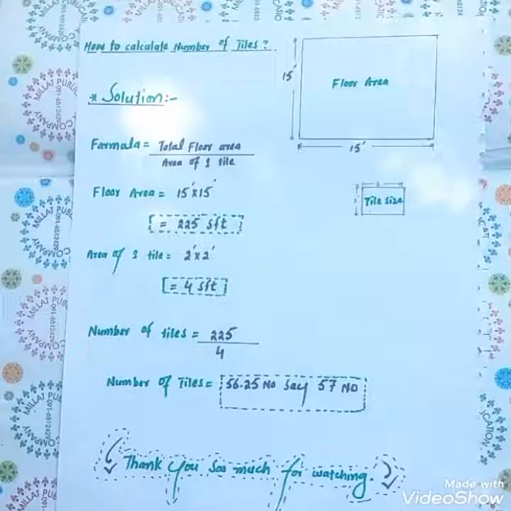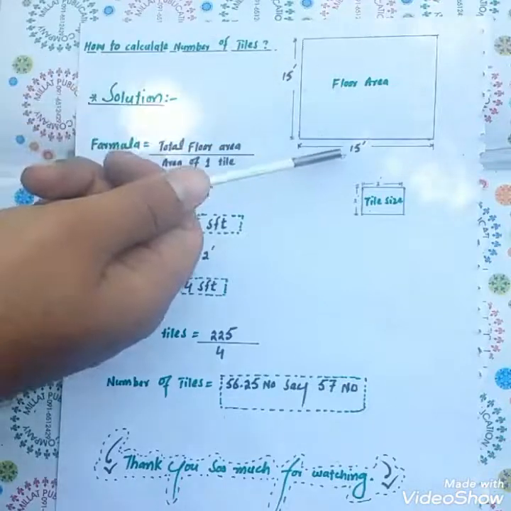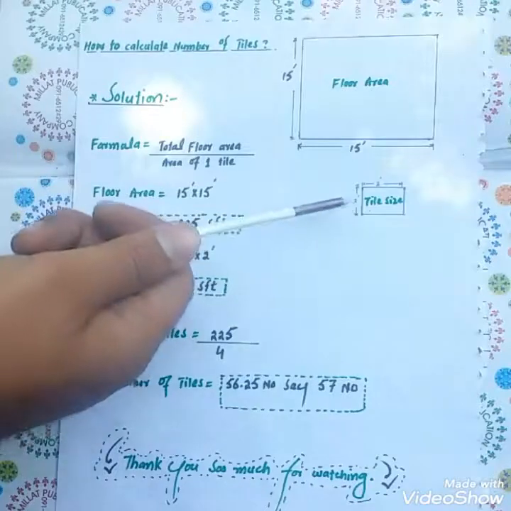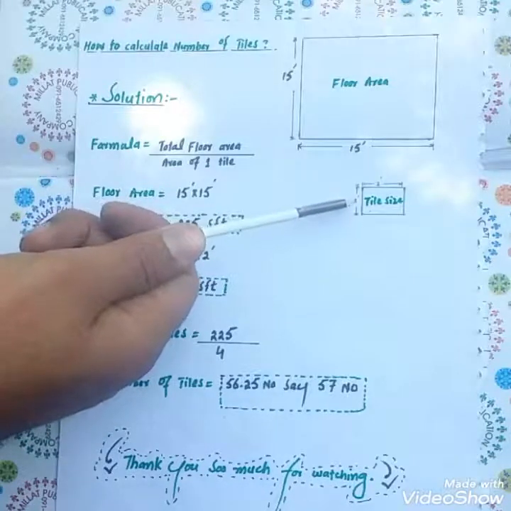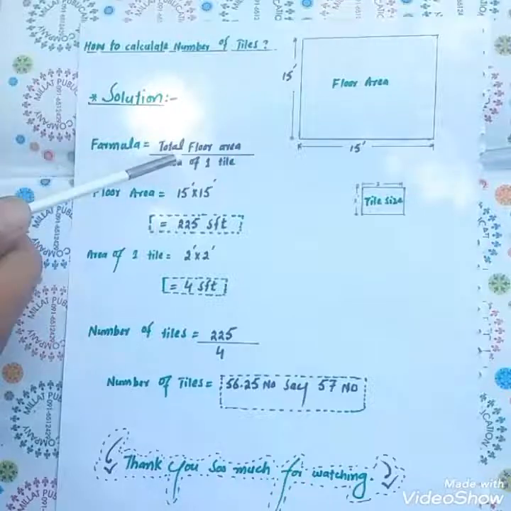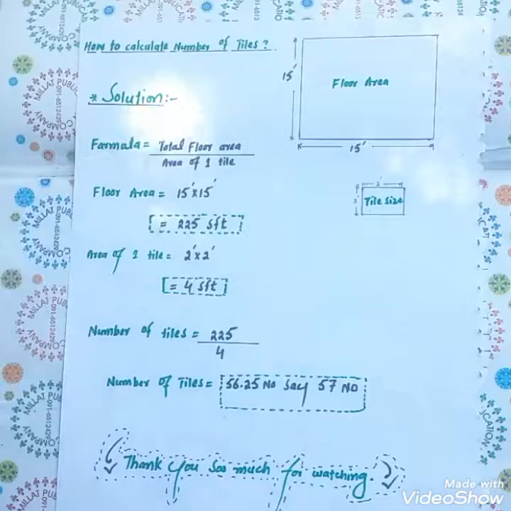Now let's start. For example, this is the floor area, the dimension is 15 feet by 15 feet. And this is the tile, the size of the tile is 2 feet by 2 feet. The formula used for finding the number of tiles is equal to total floor area divided by area of one tile.